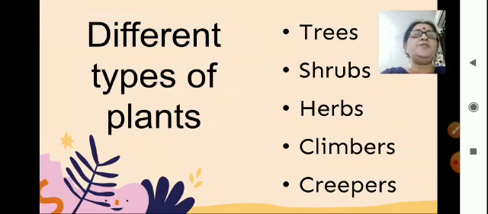Now we are going to learn about different types of plants. Trees, shrubs, herbs, climbers, creepers. Different types of plants are trees, shrubs, herbs, climbers, creepers. Let us learn all these in detail.